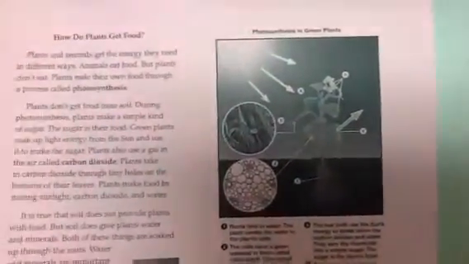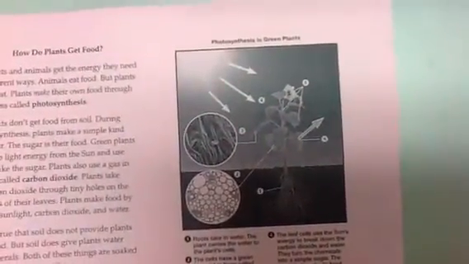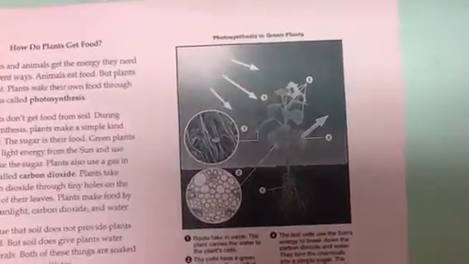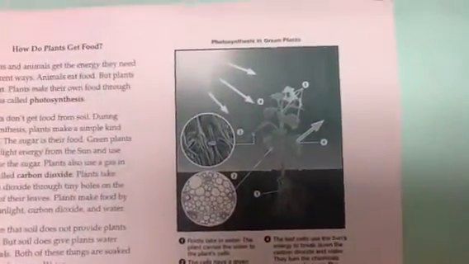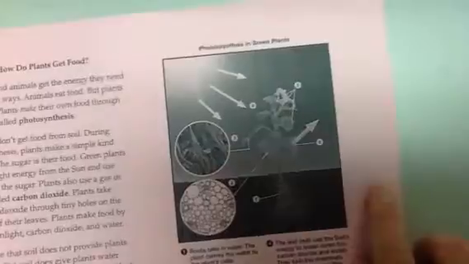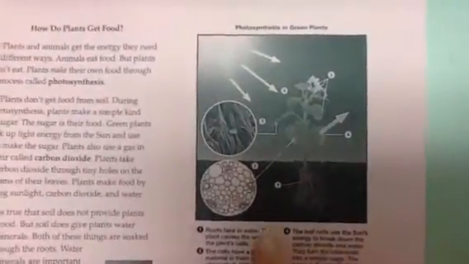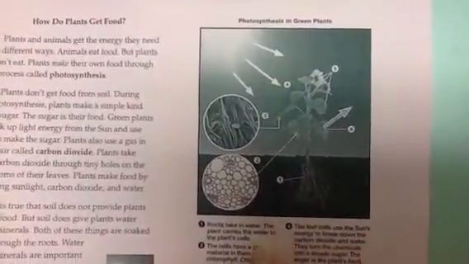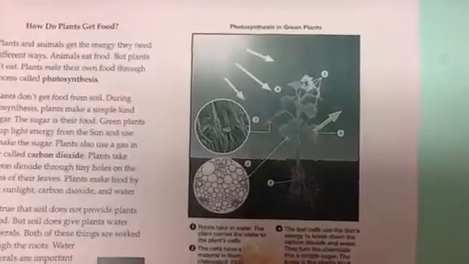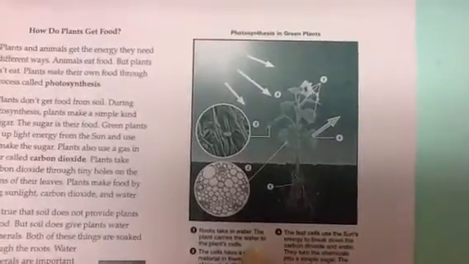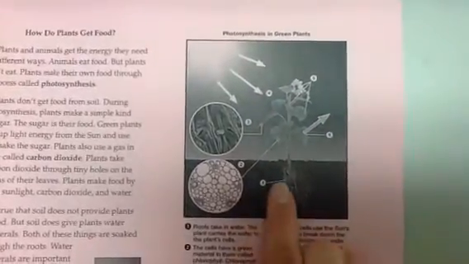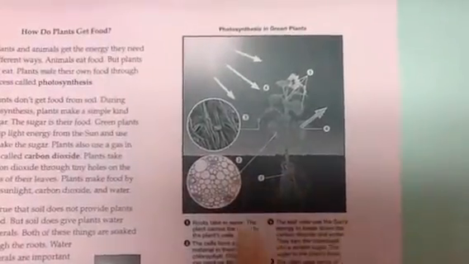Okay, a diagram is going to be a picture that shows how something happens. So I find the number 1, and the number 1 in the label says, roots take in water. The plant carries the water to the plant cells. Then I see number 2.